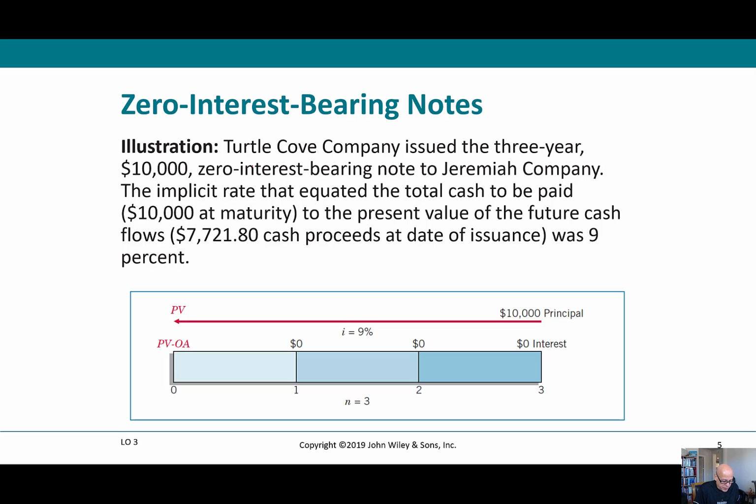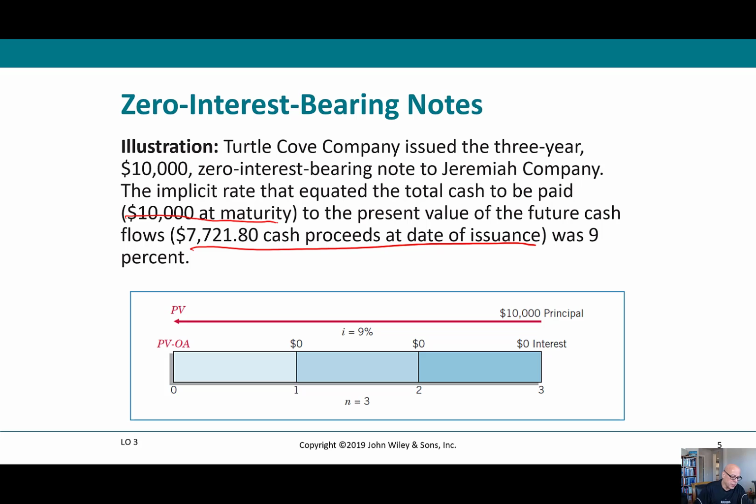Turtle Cove Company issued a 3-year $10,000 zero interest bearing note to Jeremiah Company. The implicit rate that equated the total cash to be paid, $10,000 at maturity, to the present value of future cash flows, $7,721.80 cash proceeds at the date of issuance, was 9%.